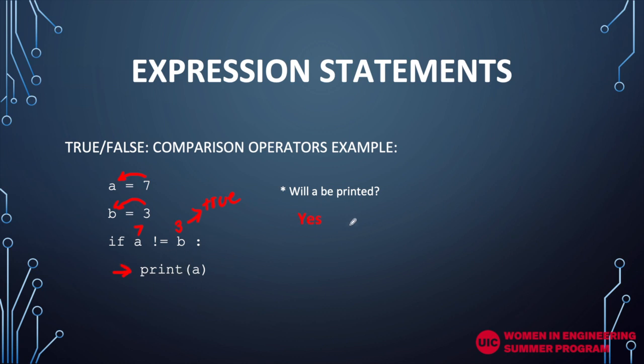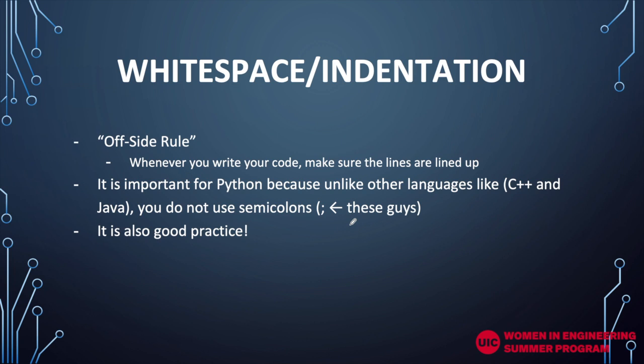The next topic I want to delve into is white space and indentation. There's this thing called the offside rule, which makes sure that your code is always lined up. Let's say you had A equals 3 and B equals 2, and then an if statement here: if A is greater than 2, then you indent and make sure whatever code you want to run in that case is right under the condition statement and indented as it should be.